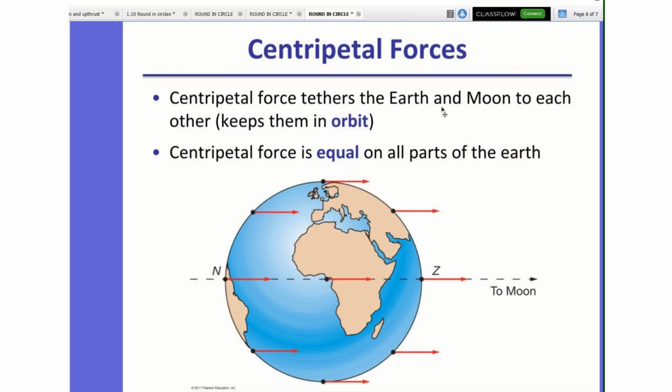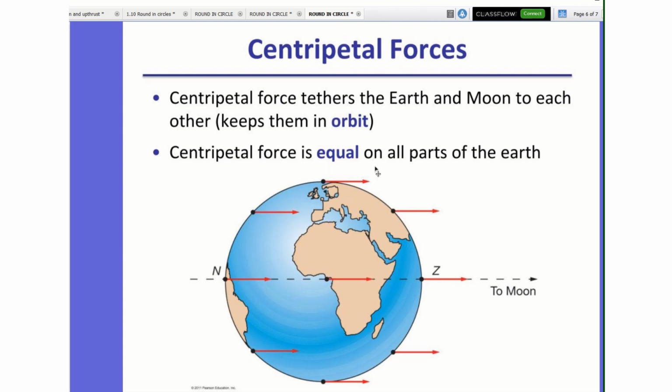Centripetal force tethers the earth and moon to each other. Teacher, I don't know or understand what is meant by tethers. It's nothing but keeps them in orbit. You know what is meant by orbit. It keeps a proper path.